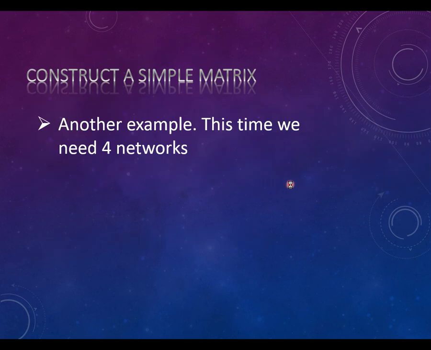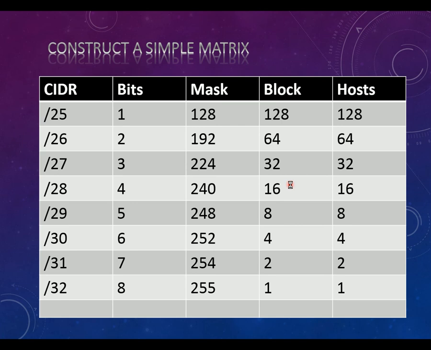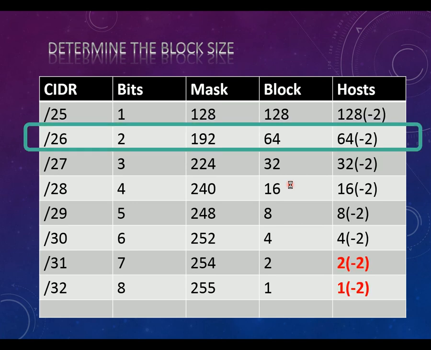This time, we need 4 networks. So if we borrow 1 bit, that would only give us 2 networks. If we borrow 2 bits, that would give us 4 networks. So what do we look at? We look at borrowing 2 bits. So here's the 2 bits we're going to borrow. It's going to give us a mask of .192. It's also going to give me a block size of 64. And with a block size of 64, that means I'm going to count by 64. So block size is the count by. All right, so let's count by 64.